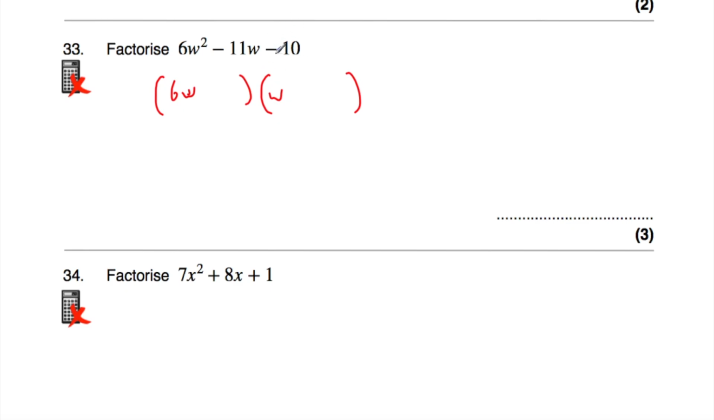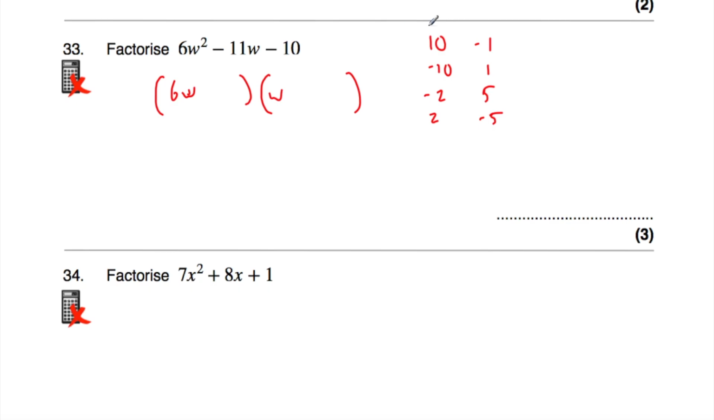So in terms of the numbers that could multiply together to be negative 10, they would be 10 and negative 1, or negative 10 and 1, negative 2 and 5, or 2 and negative 5. And remember, they could also go either way around. Now, whenever we expand our brackets, we want to get minus 11w. So let's see if any of these options would work for 6w and w, and if not, we'll change to 3w and 2w.